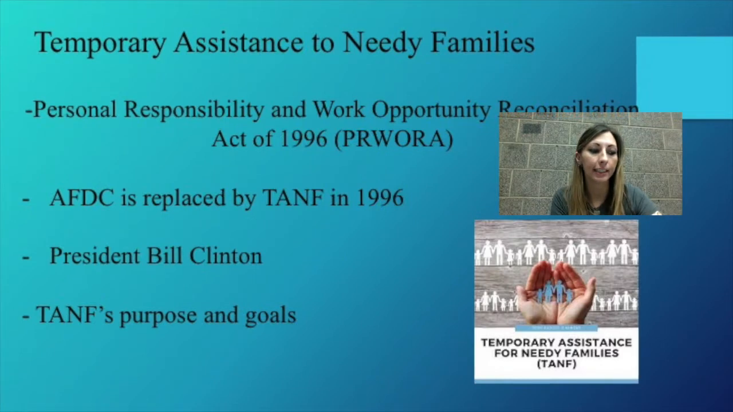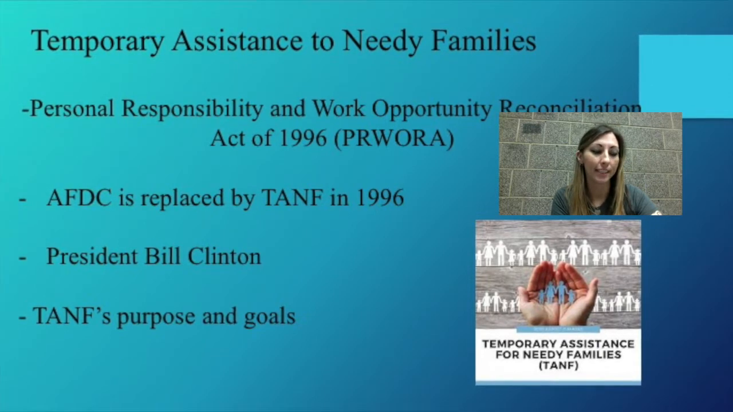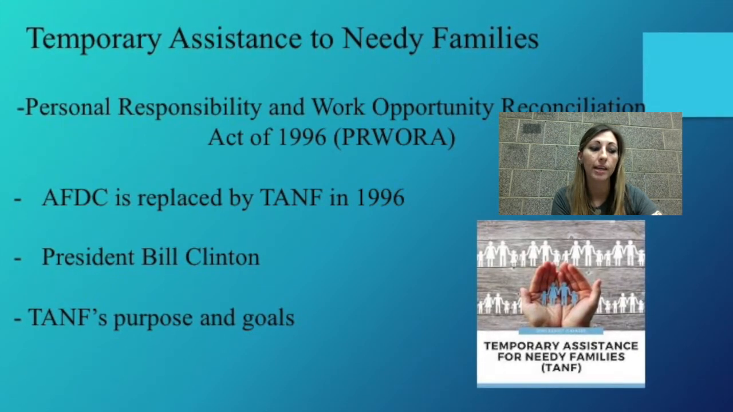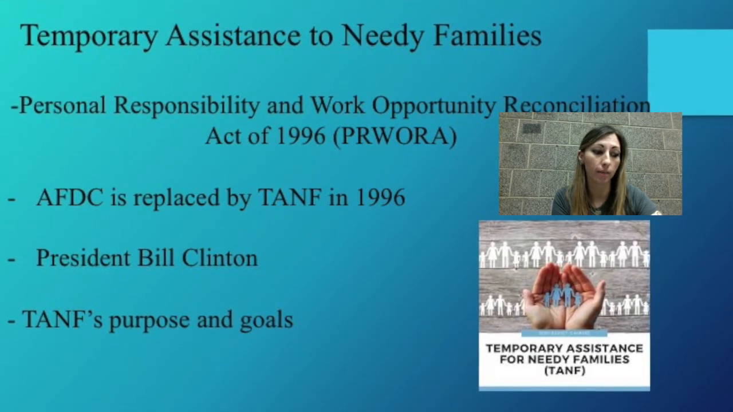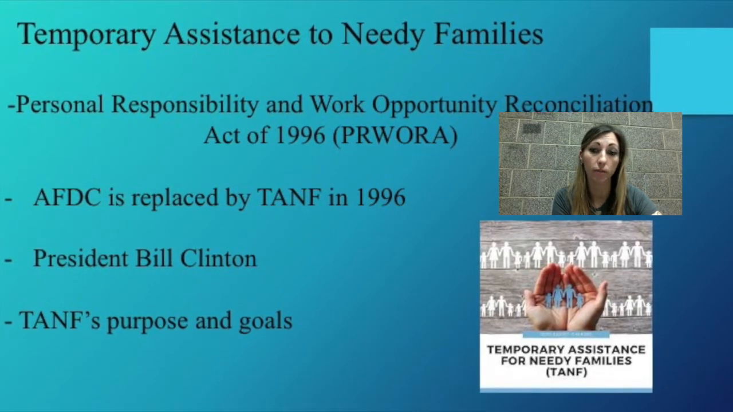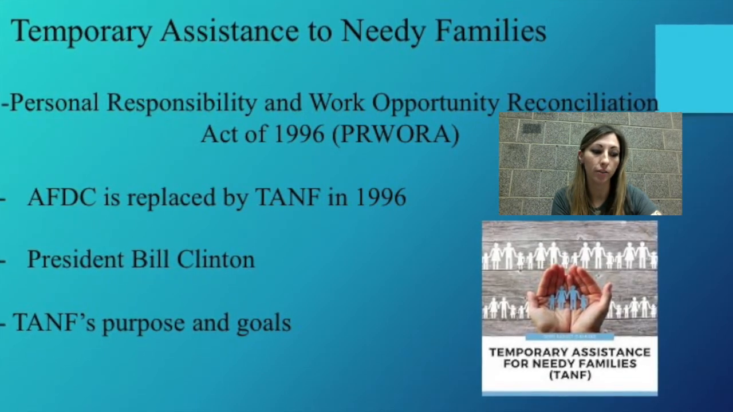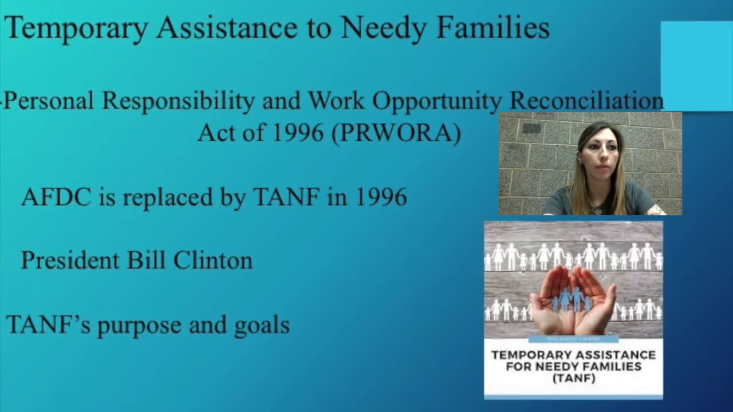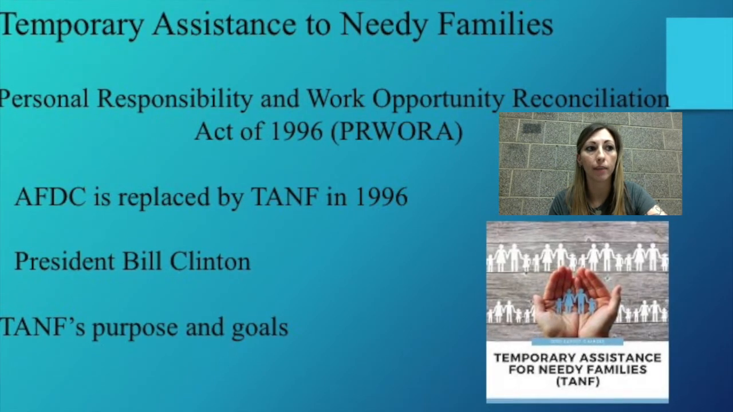In 1996, through the Personal Responsibility and Work Opportunity Reconciliation Act of 1996, AFDC was replaced by the Temporary Assistance to Needy Families program. TANF's goals included providing assistance to needy families so that children may be cared for in their homes or in homes of relatives, to end dependency on government benefits by needy parents through the promotion of job preparation, employment, and marriage, to prevent and reduce out-of-wedlock pregnancies, and to promote and encourage two-parent families.